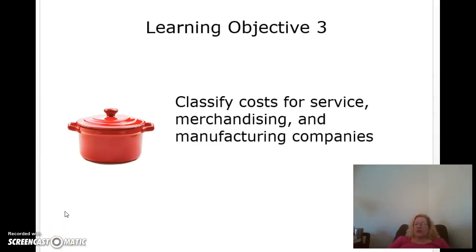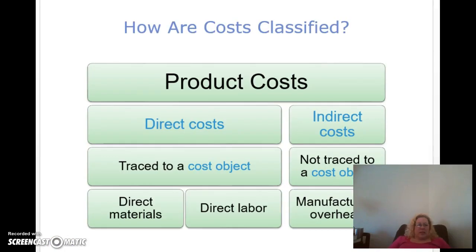Wanted to talk today a little bit about classifying cost for service, merchandising, and manufacturing companies. Cost can be classified as either direct or indirect. A direct cost is easily and cost-effectively traced to a cost object. A cost object is anything for which managers need a separate breakdown of its component cost. Some examples of cost objects are a product, a department, a sales territory, or an activity.